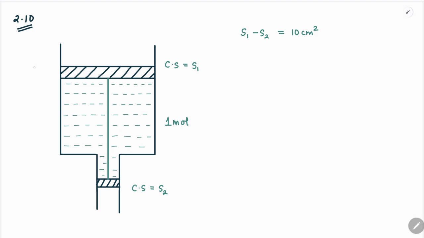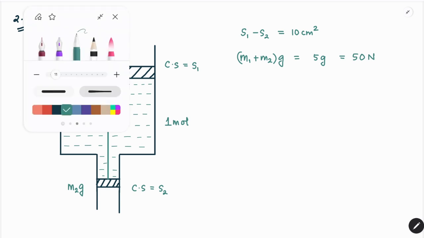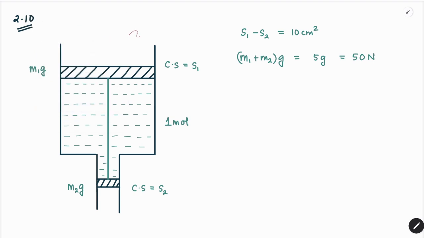If I consider M1 as the mass of this piston, that is M1G, and M2 as the mass of this one, that is M2G, then we can say that the combined mass of the system, M1 plus M2 times G, will turn out to be 5 kg, that is they will contribute 5 G or 50 Newton force in the downward direction. Now since it is mentioned that outside pressure is equal to atmospheric pressure, we are writing it as P0.